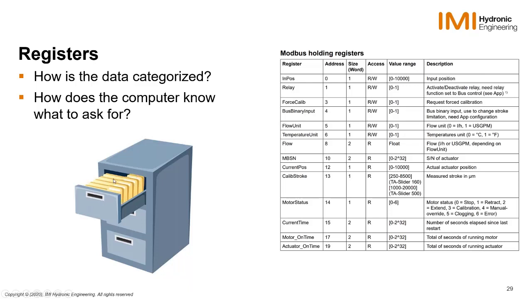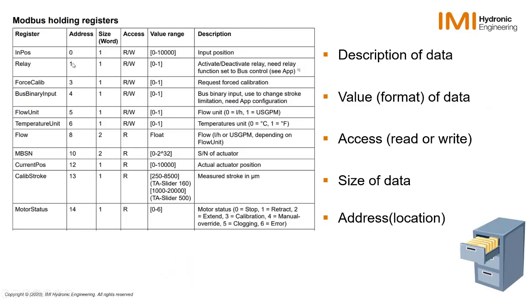And below here, I have an image of a file cabinet. So I will try to make an analogy between the file cabinet and a holding register, just to try to explain how it looks. So if we go into this holding register, we have some different headings here. We have register, address, size, access, value range, and description. Description is the description of the data, what it means.